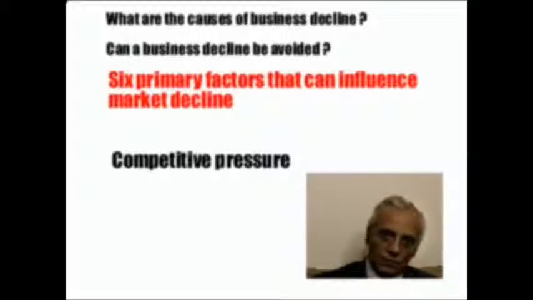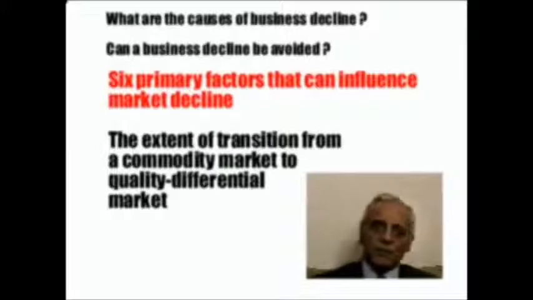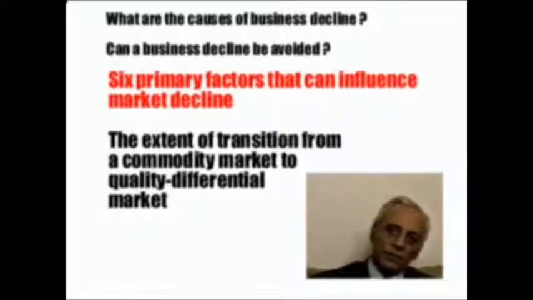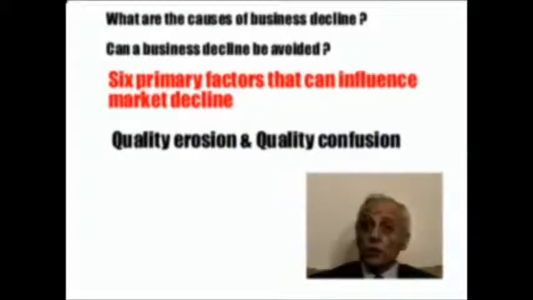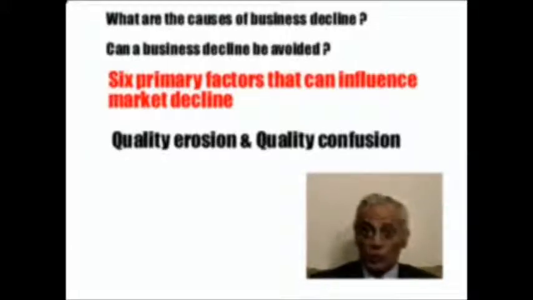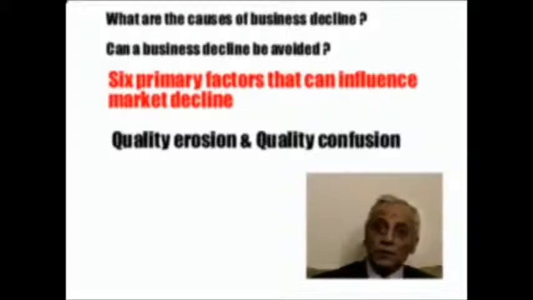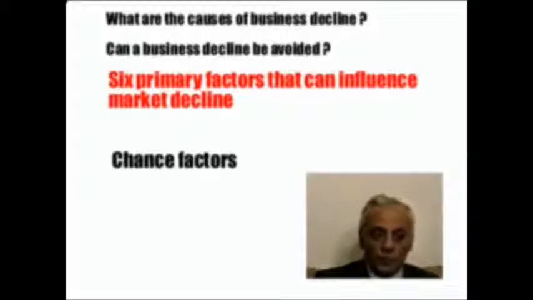Third, competitive pressure: other competitors and what they are introducing to the market. Fourth, the extent of transition from a commodity market to a quality differential market. That's a very important issue that we will discuss in a few minutes. Fifth, quality erosion. You could have a product whose quality is eroding for one reason or another, and as a result, consumers will not be interested in it. Sixth, quality confusion, which we will talk about very shortly. And finally, chance factors. All of these are factors that can cause the decline of the product.